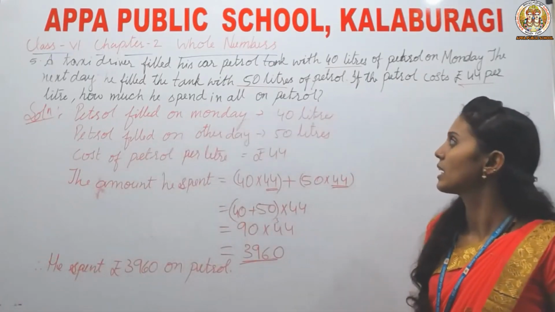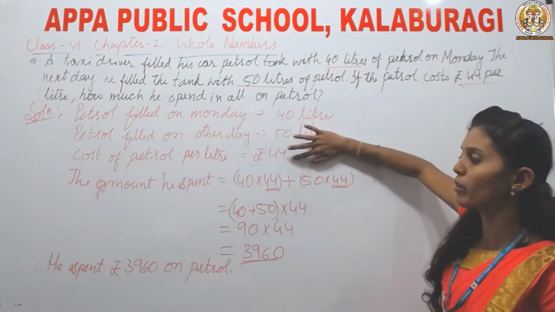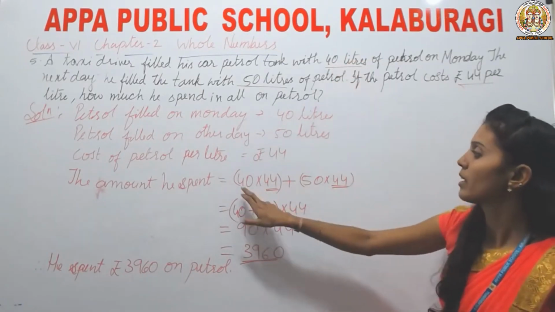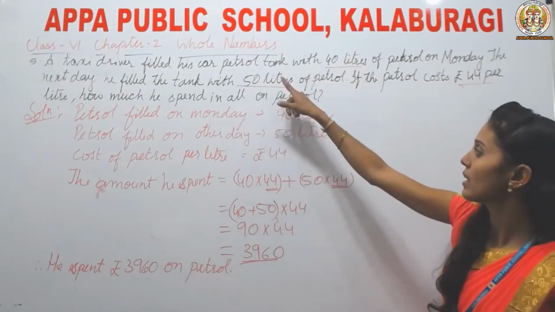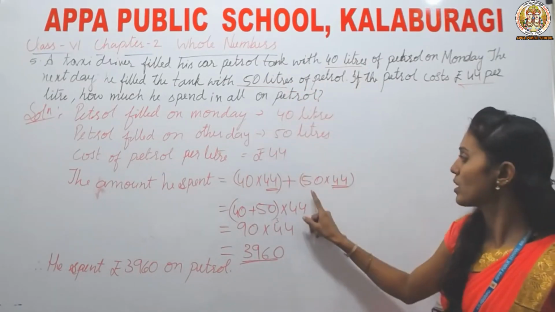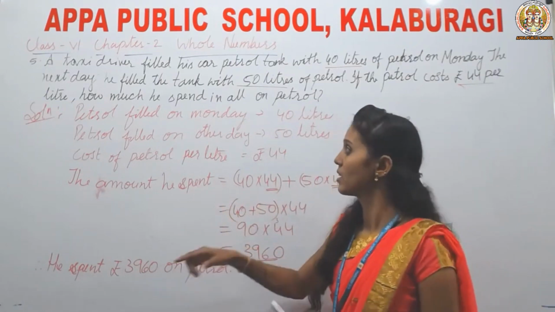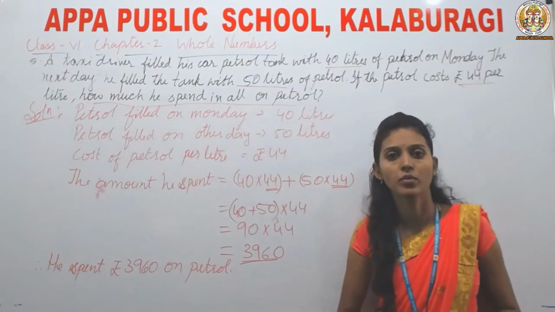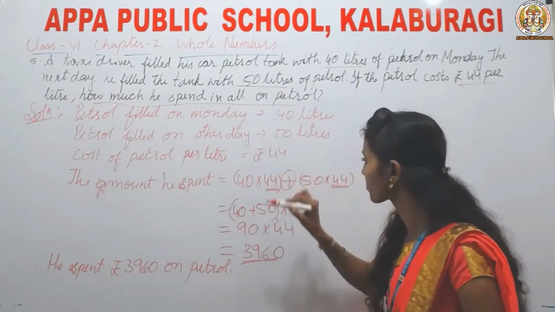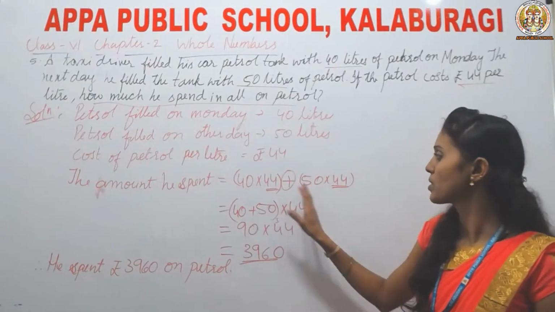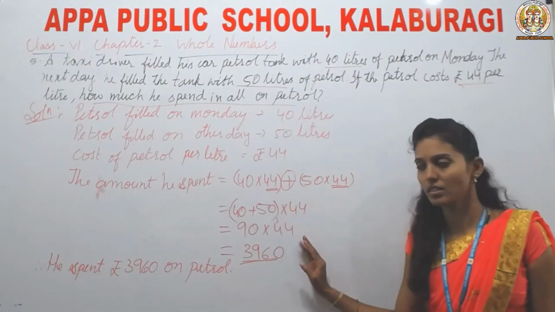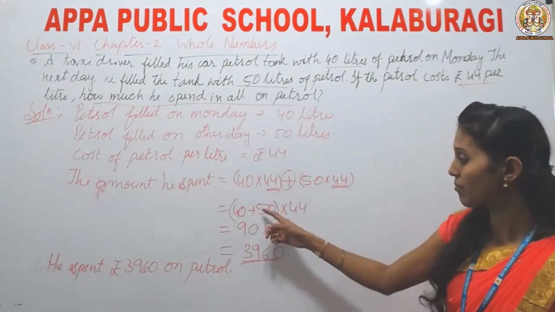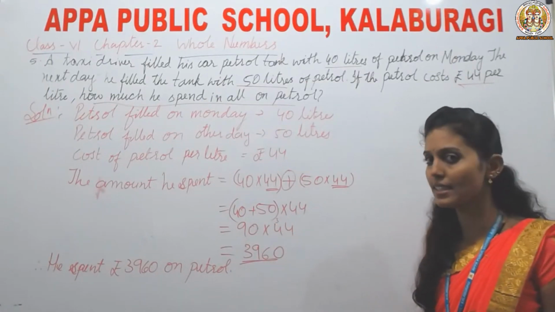Did you get it? See, for 1 liter of petrol, he has to pay rupees 44. On Monday, he filled 40 liters of petrol. Then how much does he have to pay? That is 40 into 44. On the other day, he filled 50 liters of petrol. So he has to pay 50 into 44. Total they asked. Okay, how much he spent in all on petrol. So total is nothing but addition. Right? You have to add both the amounts. This property we have already learned. Here 44 is common. Keep that 44 outside. Then find the product. Very easy, right? Yes, it is.